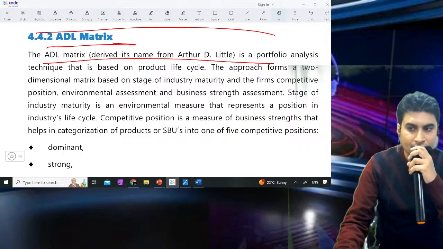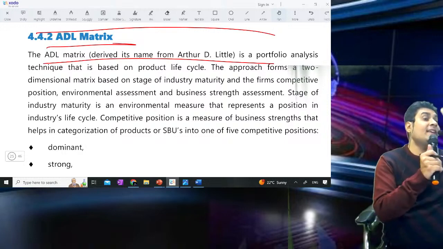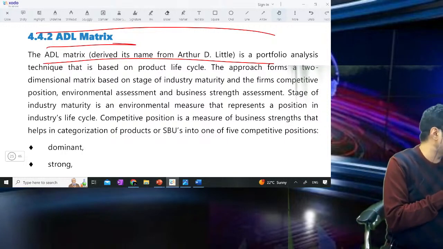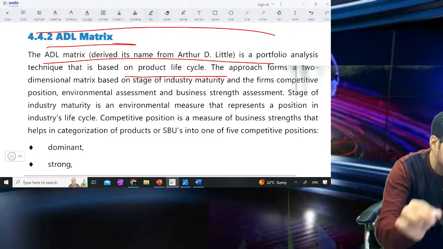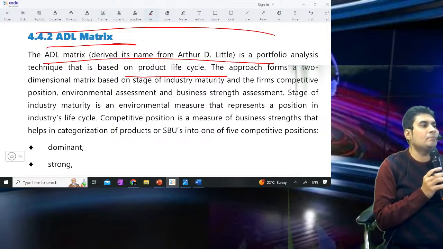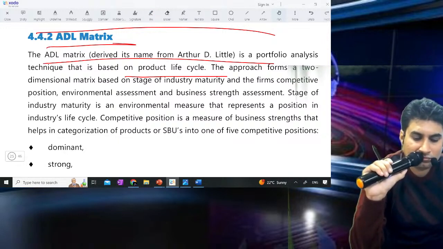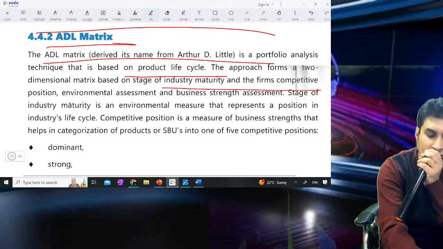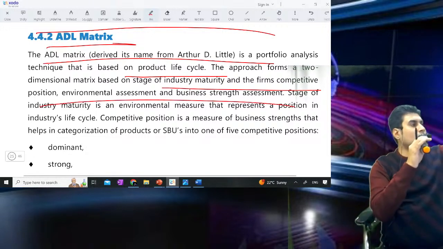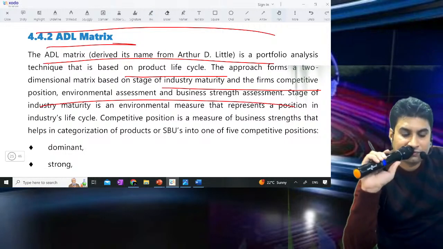Is a portfolio analysis technique that is based on product life cycle. Very good MCQ. Thank God we read this. Only one technique uses PLC. Which one? ADL. When will the MCQ come? Maybe tomorrow. The approach forms a two-dimensional matrix based on stage of industry maturity and the firm's competitive position. So you have to see two things, industry and your position.